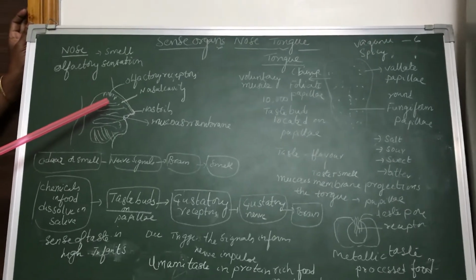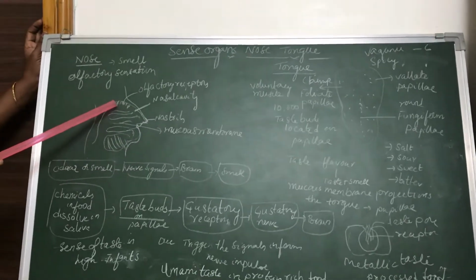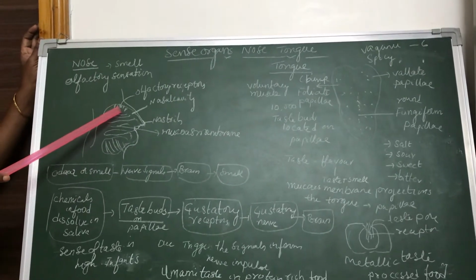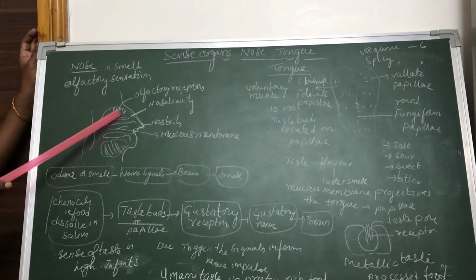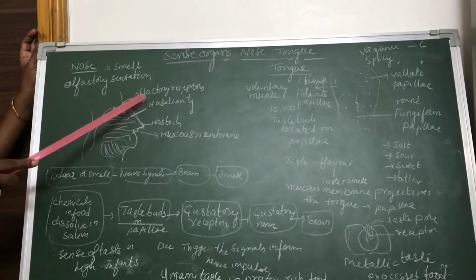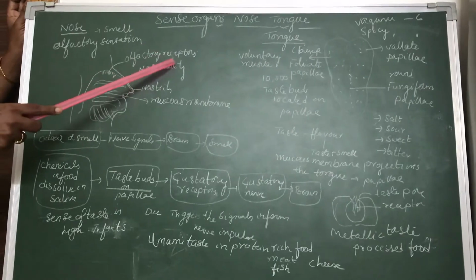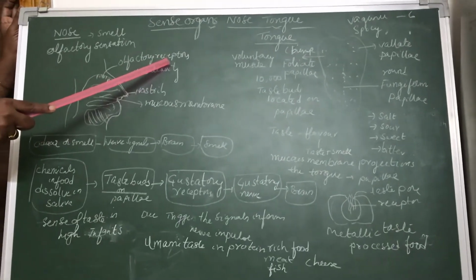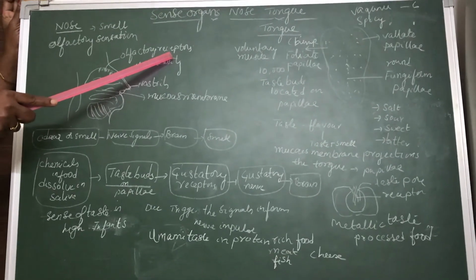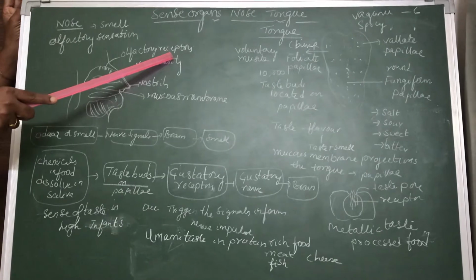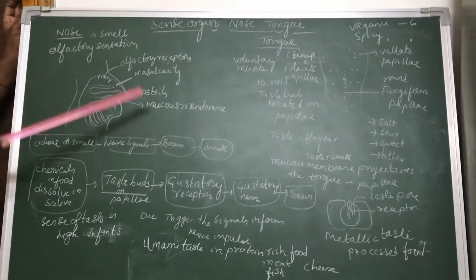The floor of this nasal cavity is covered with a mucous membrane, and the mucous membrane contains small hair-like structures. Apart from these small hair-like structures, olfactory receptors are present on the floor of the nasal cavity. Olfaction means smell. Every sense organ is made up of specialized tiny cells or tissues called receptors, which can receive the external stimulus, and these olfactory receptors are concerned with smell.